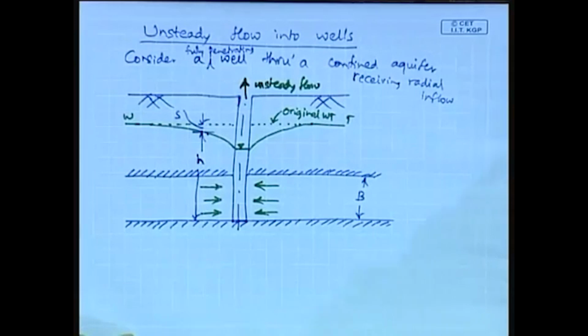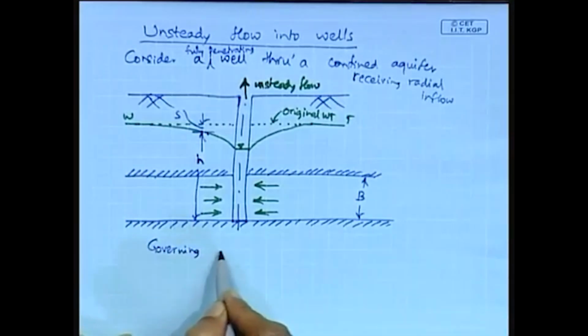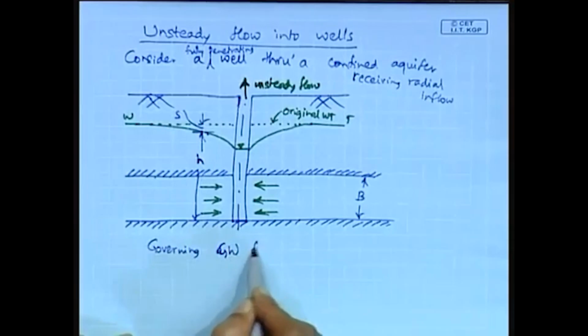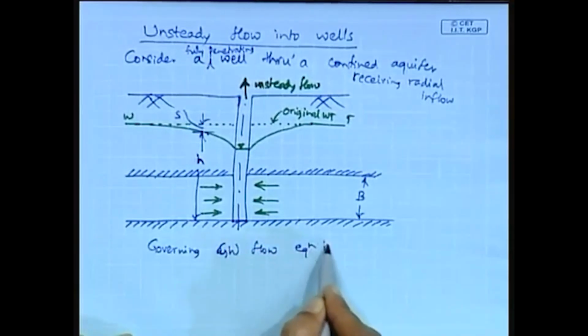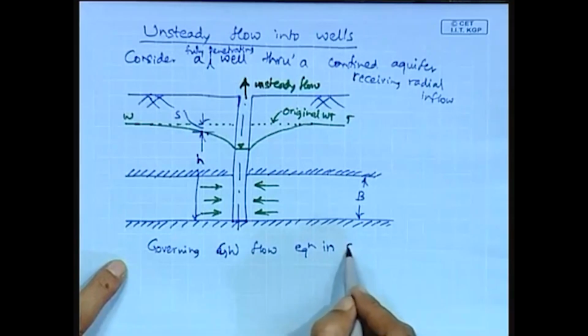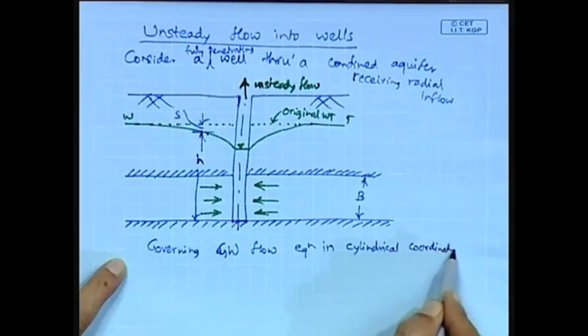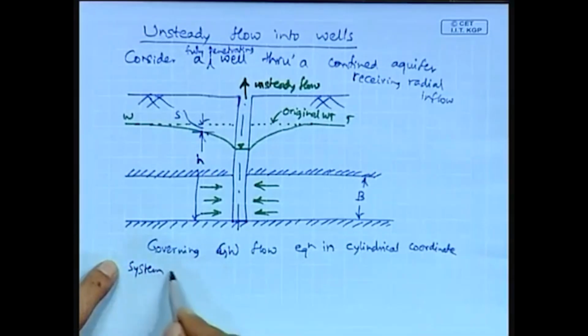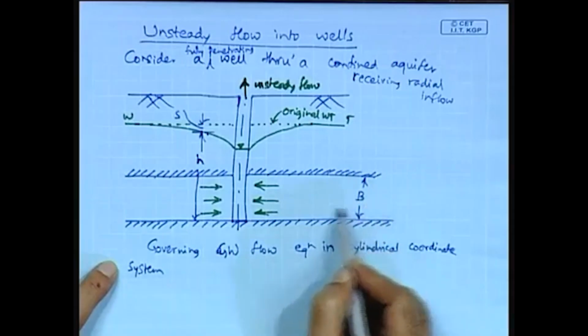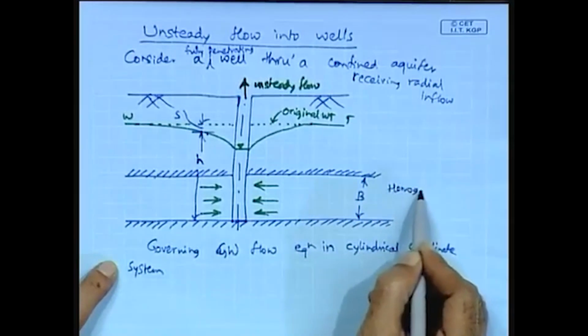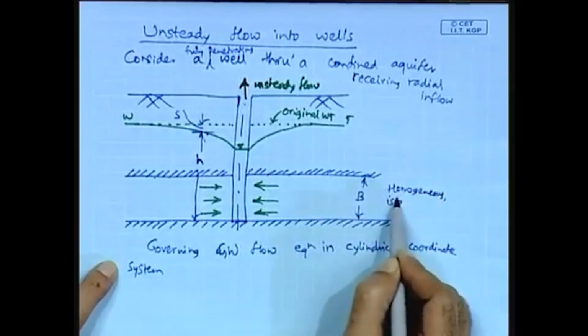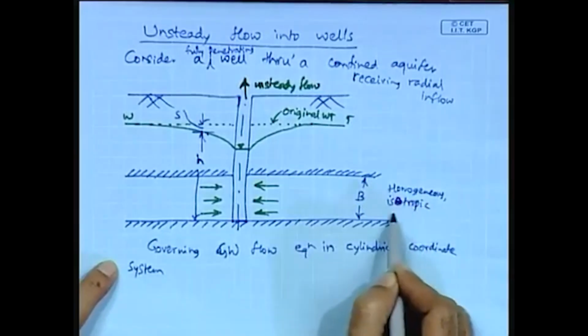So, now in such case, we can write down the governing groundwater flow equation in radial coordinates, in say cylindrical coordinates, and here you can say this is the homogeneous isotropic confined aquifer.